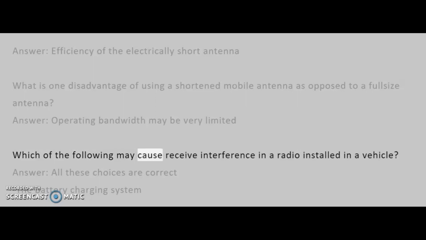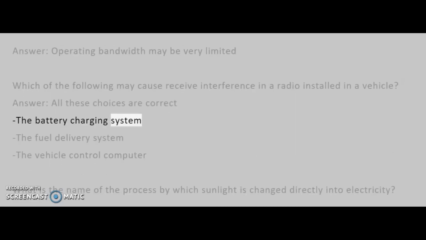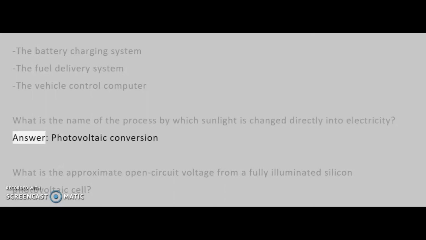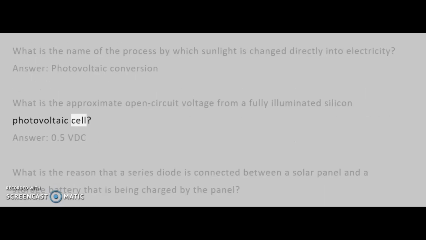Which of the following may cause receive interference in a radio installed in a vehicle? Answer: all these choices are correct. The battery charging system, the fuel delivery system, the vehicle control computer. What is the name of the process by which sunlight is changed directly into electricity? Answer: photovoltaic conversion.